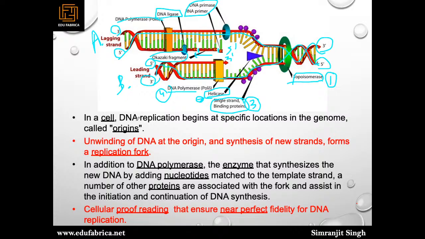So in a cell, DNA replication begins at specific locations in the genome called origins. Unwinding of DNA at the origin and synthesis of new strands forms a replication fork. So we can see, like the cutlery that we have in a house, it becomes like a replication fork with two forks here.